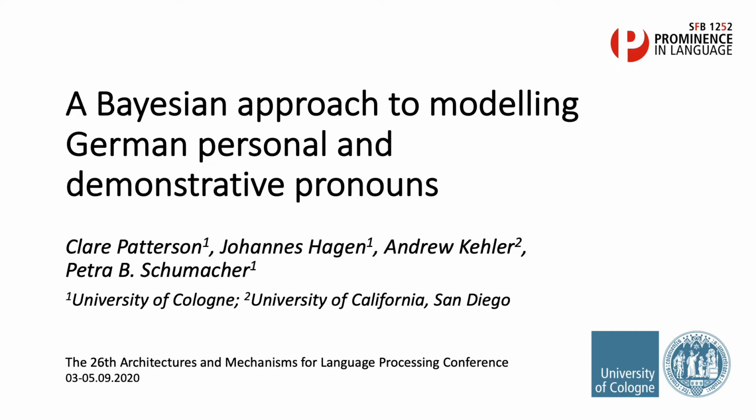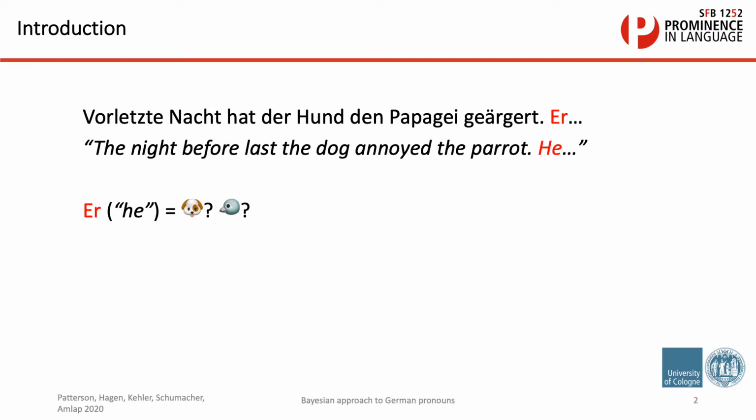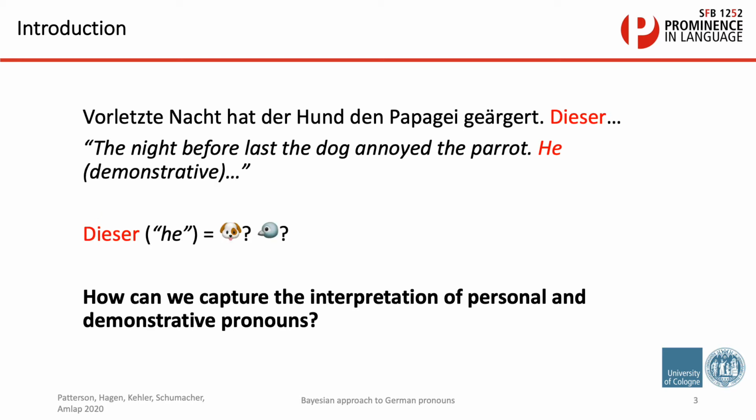Our poster is about a Bayesian approach to modelling German personal and demonstrative pronouns. So if we take a sentence like, the night before last, the dog annoyed the parrot, we can continue in German with er, which means he, it's a personal pronoun. Or we can continue with a demonstrative, such as dieser, which also means he. And our question is, how can we capture the interpretation of personal and demonstrative pronouns?